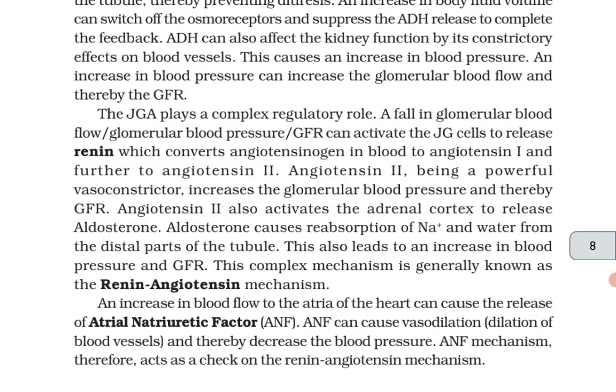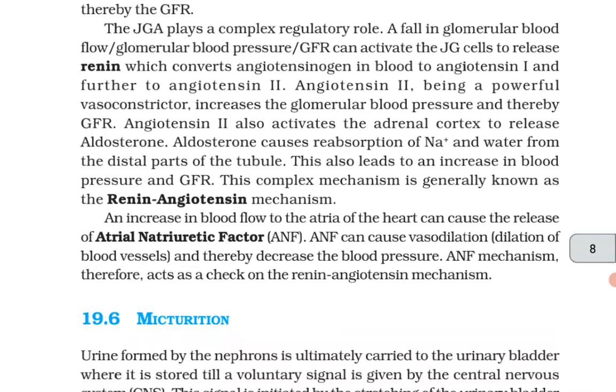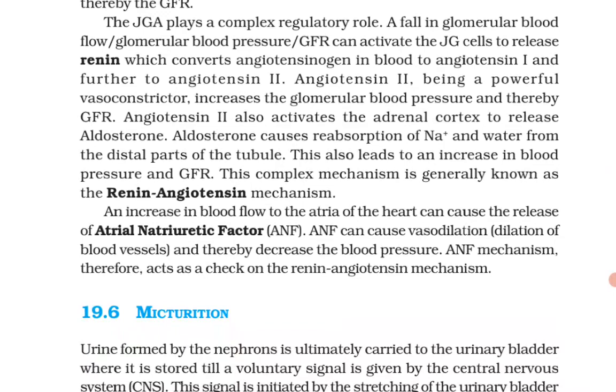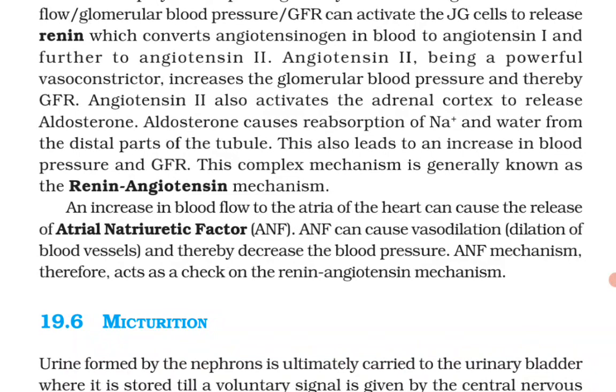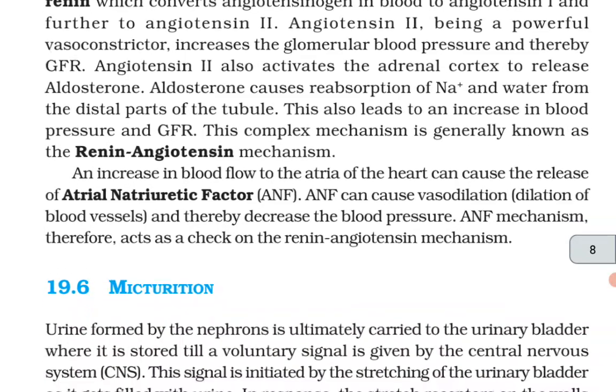Angiotensin II also activates the adrenal cortex to release aldosterone. Aldosterone causes reabsorption of Na+ and water from the distal parts of the tubule. This also leads to an increase in the blood pressure and GFR. This complex mechanism is generally known as the renin-angiotensin mechanism. An increase in blood flow to the atria of the heart can cause the release of atrial natriuretic factor, ANF. ANF can cause vasodilation, that is dilation of blood vessels, and thereby decrease the blood pressure. ANF mechanism therefore acts as a check on the renin-angiotensin mechanism.